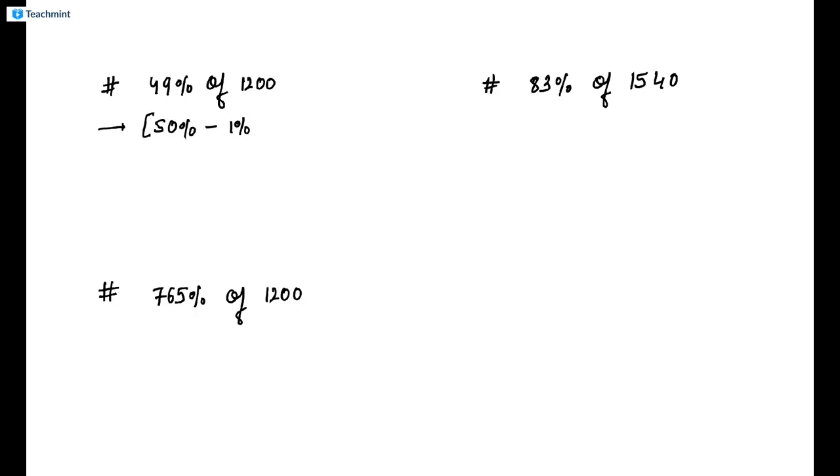What can you write this as? Do it in your mind. I am writing, but you have to do this in your mind. 50% minus 1% of 1200. It is very easy. What is 50%? It is 600. What is 1%? From the right hand, after two digits, put the decimal, it is 12. So what do you think? It is 588. Very easy to calculate the 49%, right?